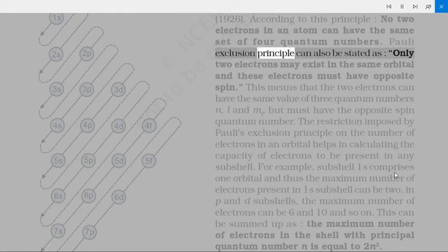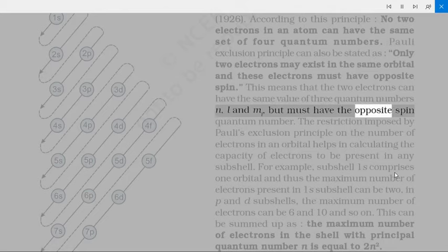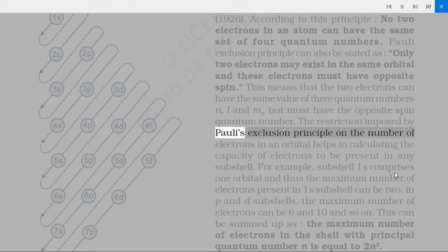Pauli exclusion principle can also be stated as, only two electrons may exist in the same orbital, and these electrons must have opposite spin. This means that the two electrons can have the same value of three quantum numbers n, l and ml, but must have the opposite spin quantum number. The restriction imposed by Pauli's exclusion principle on the number of electrons in an orbital helps in calculating the capacity of electrons to be present in any subshell.